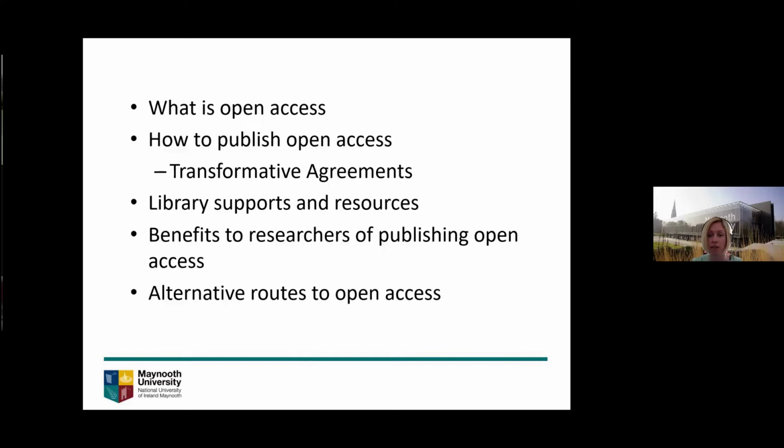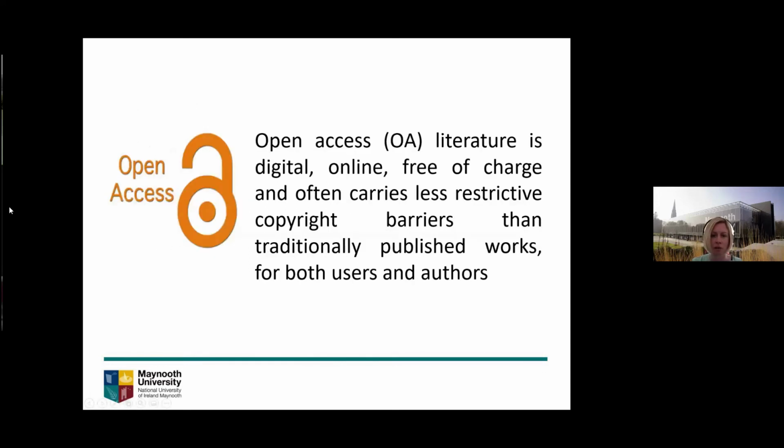So just for a brief explanation of what open access is, like everything in this, this explanation is just one of many that there are about open access publishing. But really open access literature, when we talk about it, we're talking about digital, online and free of charge literature. And a really important thing for researchers as well is that it's free of most of the copyright and licensing restrictions that are more obvious in the more traditional publishing models.